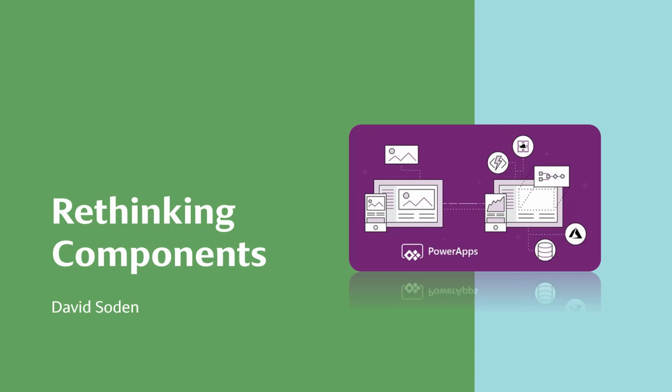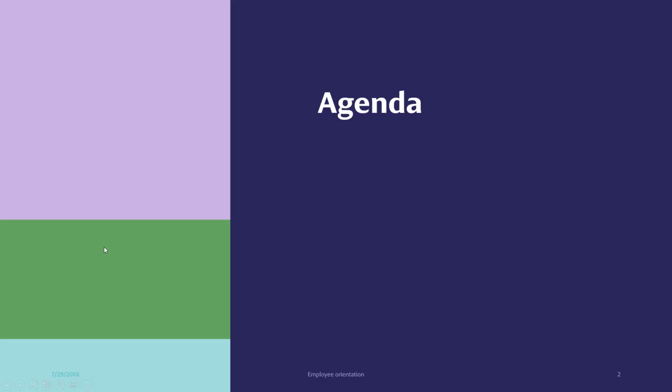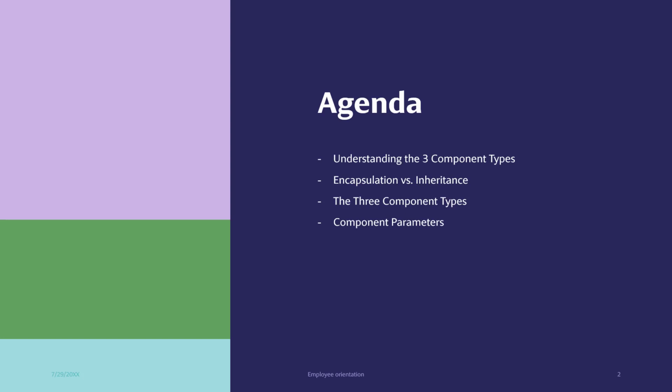Let's begin. To kick things off, let's talk about what we're going to go over today. The first one is understanding the three different types of components. Next, we want to talk about encapsulation versus inheritance. Again, we're still talking about components. Next, we want to talk about the three component types. Now, there used to be two. As of the third quarter 2021, they've introduced a third one, and we're going to cover that. The next one is component parameters. These are the parameters within the component types, and we want to showcase that as well. All of this is going to be shown to you in a demo.